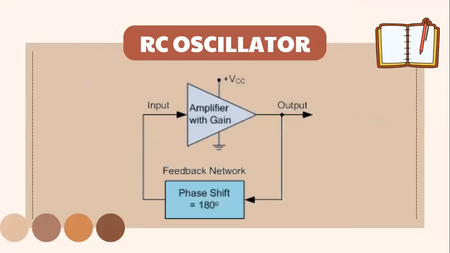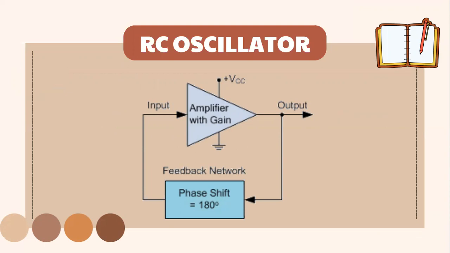Next is the RC oscillator diagram or circuit. In an RC oscillator circuit, the input is shifted 180 degrees through the feedback circuit, returning the signal out of phase, and 180 degrees again through an inverting amplifier stage to produce the required positive feedback.